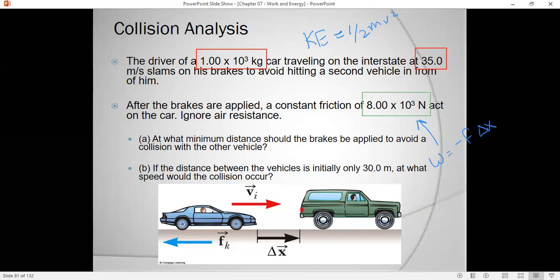So we want to do work on the car to slow it down, to take away this kinetic energy until the kinetic energy is 0, knowing that initially it's traveling 35 meters per second, has a mass of 1,000 kilograms, and the force doing the work on it, which is negative, is 8,000 newtons. We're looking for how far will it take me to stop? All right, so how do we set this thing up?